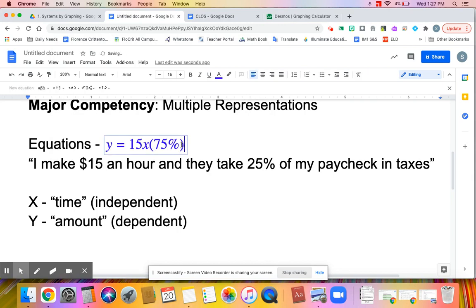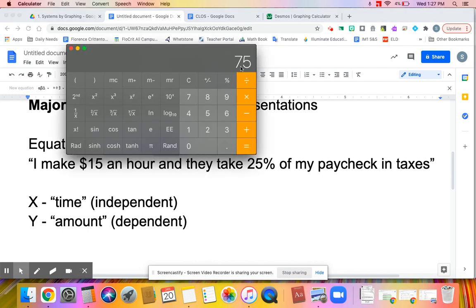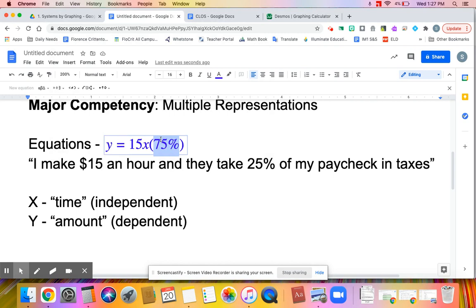However, in math, you're not allowed to multiply by percents. You have to change it to a decimal. So to change it to a decimal, you divide it by 100, and it will become 0.75. That's also how you'd write 75 cents, like 0.75. So you can turn percents into decimals by thinking like money. If I had 75 cents, it would be written as 0.75. So now this is my equation for this situation.